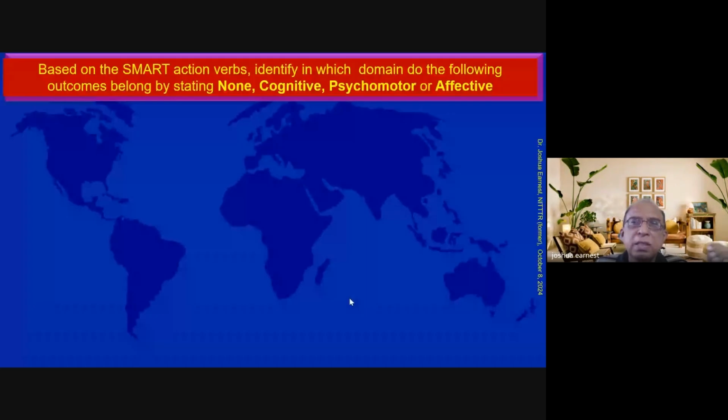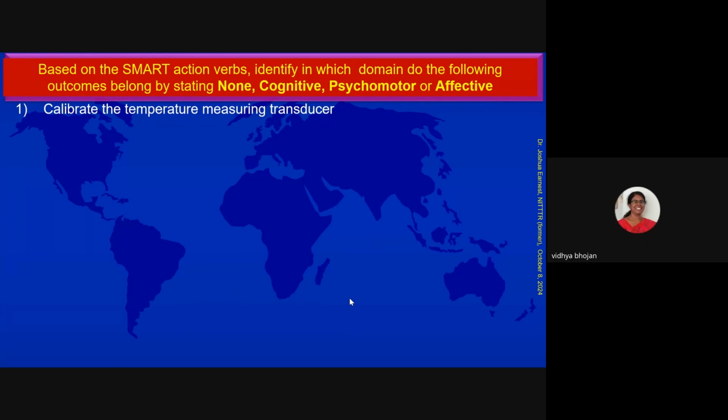Okay, now let's have a small game. You should be fast at it. Based on the smart action verbs, identify in which domain do the following outcomes belong. Calibrate the temperature measuring transducer. In which domain is it? You can unmute. Psychomotor. Very good.